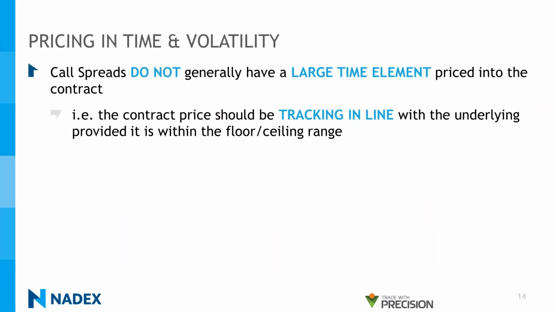So understanding the price of the call spread contract in terms of time, value, and volatility is a bit different than binary options because of the makeup of these contracts. Call spreads do not have a significant time element added to the value of these contracts. So when trading call spreads, you will notice the contract price tracking in line with the underlying market, provided that it's within that floor-ceiling range of the call spread. So we'll take a look at two examples next to see how this works, and then we'll go through some of the exceptions to this rule.